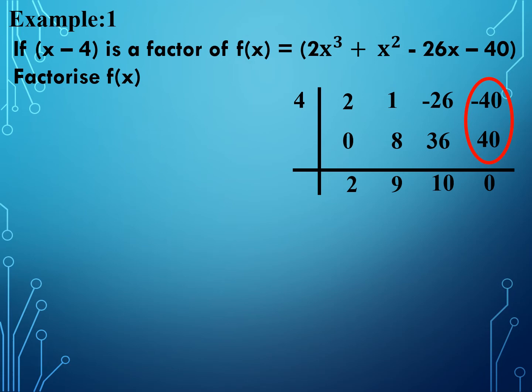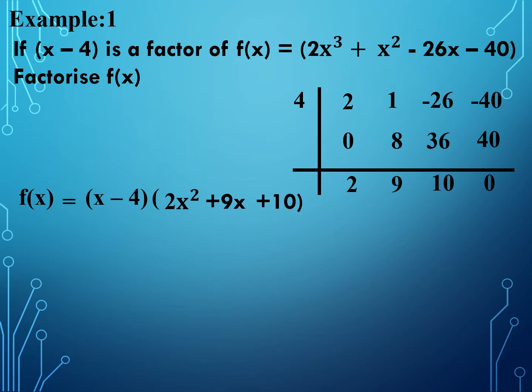Now how do we represent this in terms of factors? So f(x) is equal to the first factor, x minus 4, was given, so we write it down as it is. And for the second bracket, we will use what we have got as the end product of synthetic division. Here it is 2, so we will write 2x square. Here it is 9, so we will write plus 9x. Here it is 10, so we will write plus 10. So the second bracket we get from the synthetic division is 2x square plus 9x plus 10.